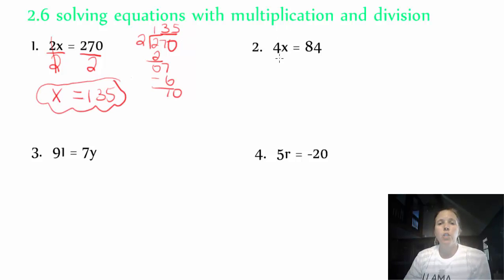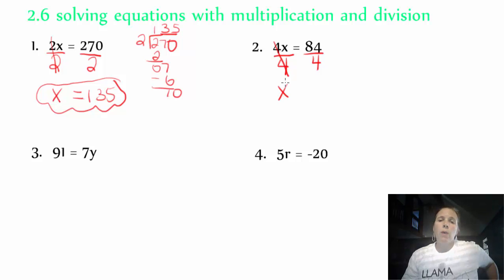Okay, going over to number 2. 4 times x equals 84. It's a multiplication. We do the opposite, divide by 4, because we want that x all by itself. So we want it just to have a 1 in front of it. So 4 divided by 4 is 1. So x equals, and then you divide 84 divided by 4, because this is just a fraction. Again, it's just a division problem. 4 goes into 8 twice. So x equals 21.